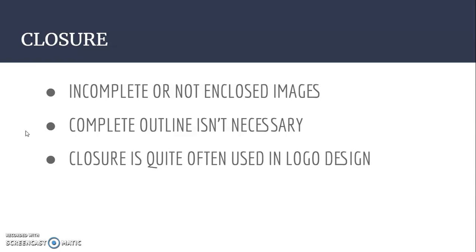Last but not least, we're going to talk about closure. Closure occurs when an element is incomplete or is not a fully enclosed image or space. The principle of closure allows your eyes to follow something in the image like an imaginary dotted line to its end. Even if parts are missing, our minds will make every attempt to match it so that it looks like an object that we know, meaning that it's in a complete outline when it necessarily isn't.